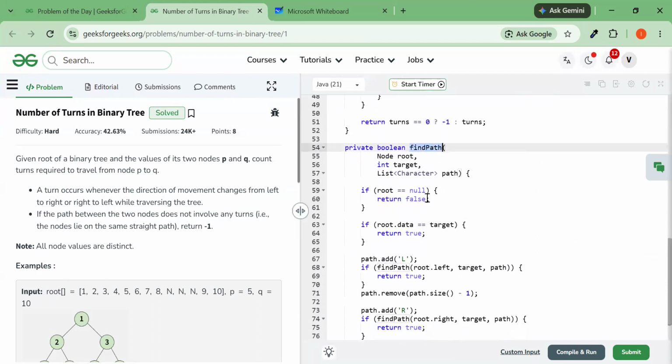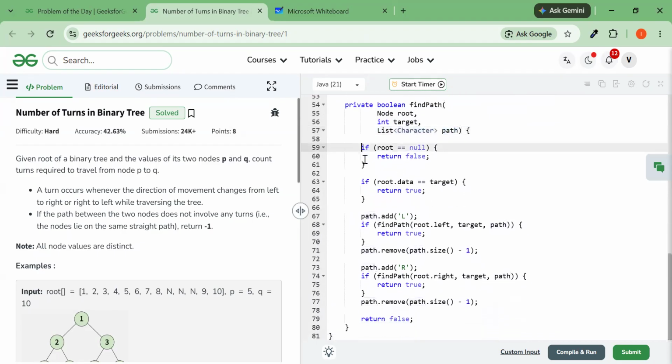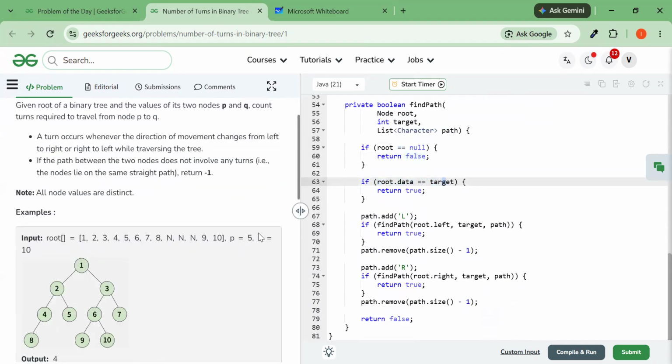Coming to this find path, how will you find it out? We have root, we have one target node, and we have a path array that is initially empty. So we will check root equals to null. It means that we don't need to do anything. We will just return false. If root dot data is equal to target, like consider P is 1, this is the case we are taking care of. So if the root itself is the target node, then we don't need to do anything. We just return true. It means there is a path that exists, but we don't need to append anything.